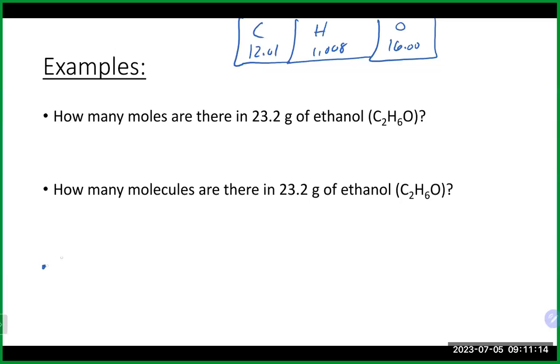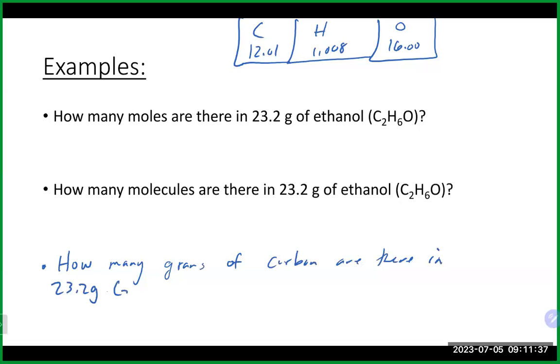And while you're at it, how many grams of carbon are there in 23.2 grams of ethanol? All right, so give that one a go as well. Let's see how we're doing.